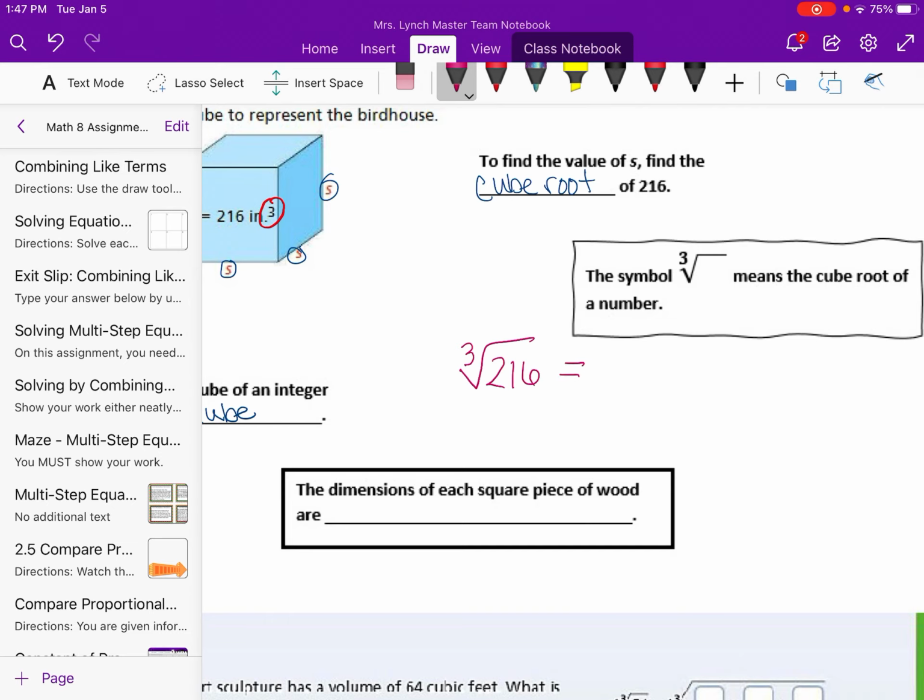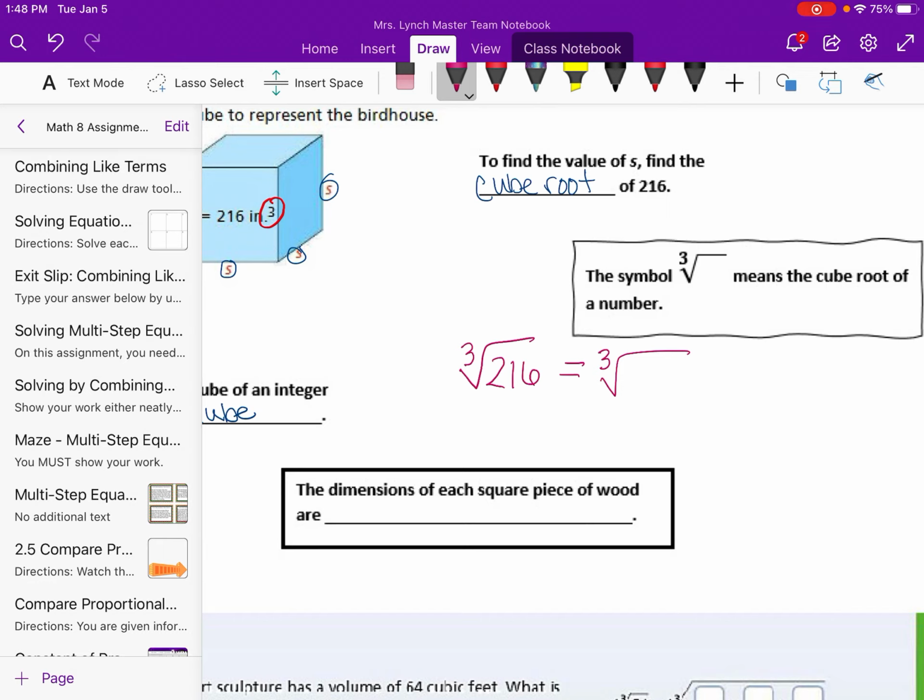So what we need to do is find one single number. It can't be several, like it can't be 2 times 5 times 10. Those are all different numbers. It has to be one number that you can multiply by itself 3 times, so for example, 2 times 2 times 2. We need to find one number that's going to reach 216.